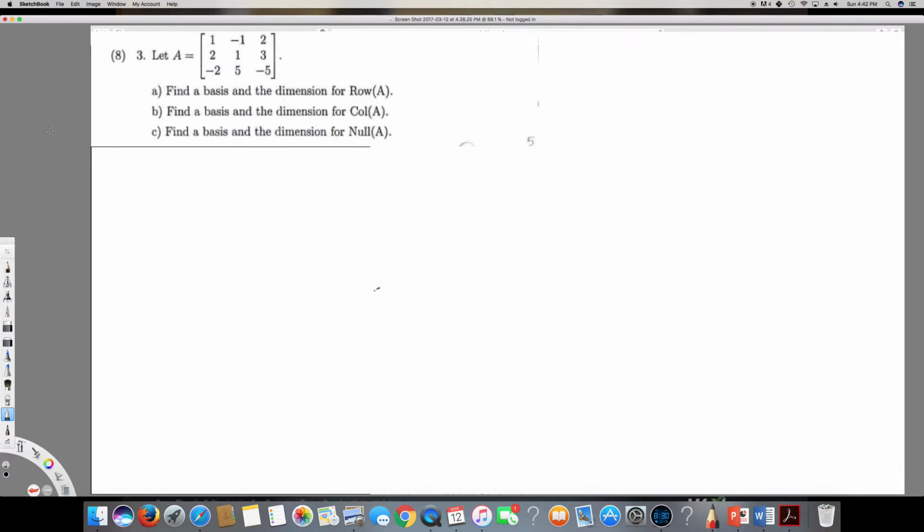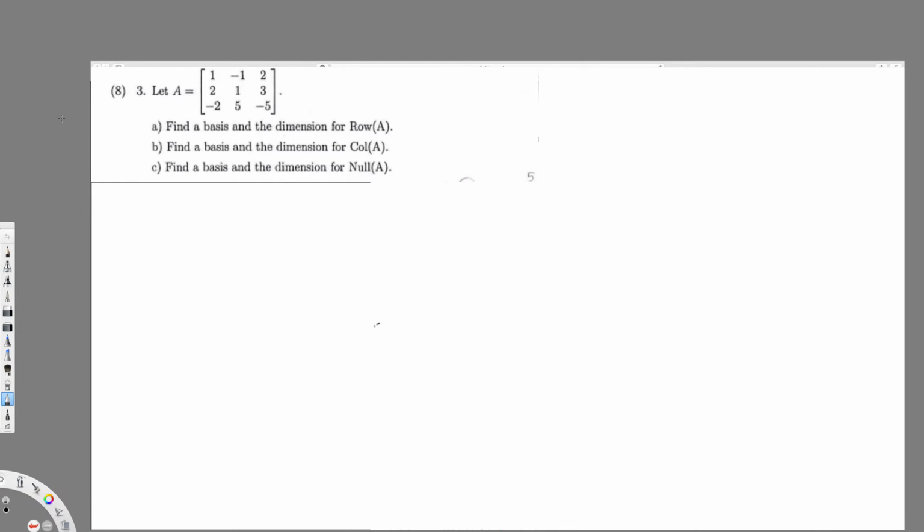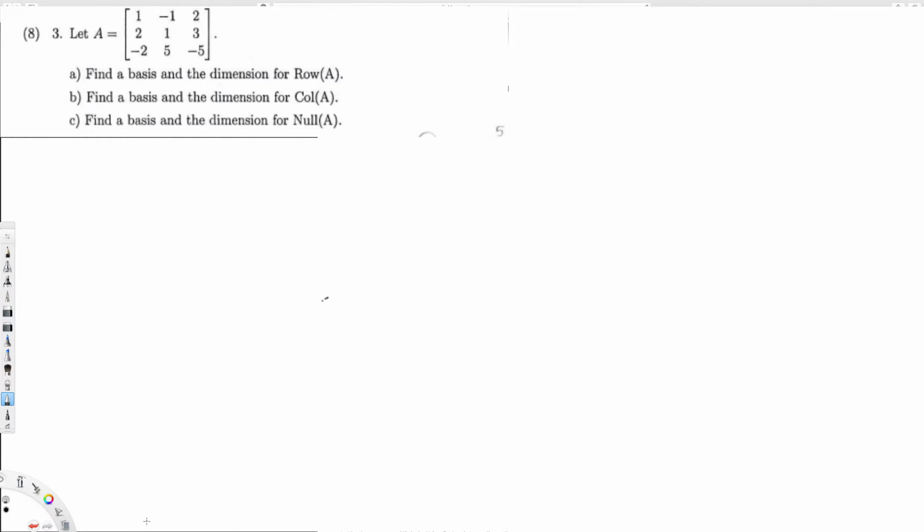Guys, we have this question right here. It's asking to find the basis and dimension for row A, find the basis and dimension for column A, and find the basis and dimension for null A, and they have given the matrix A. Let's see how we can do this. First of all, in this kind of question we have to do Gauss-Jordan. So let's write this equation.